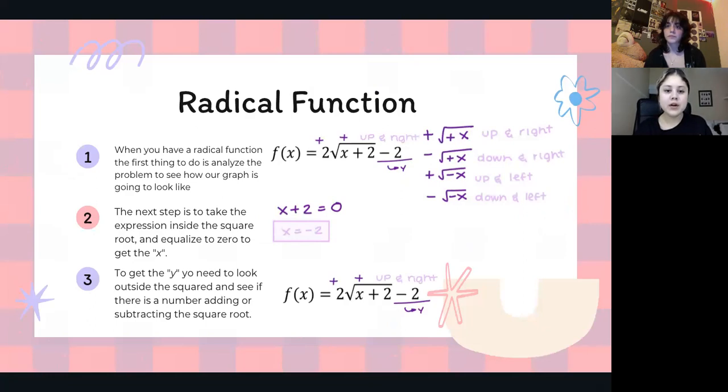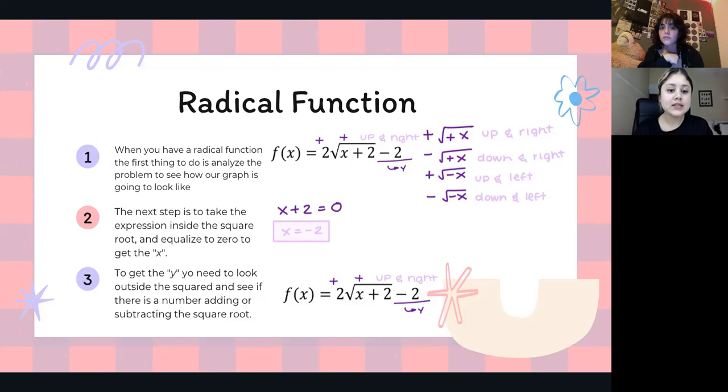Then we have the radical function. When you have a radical function, the first thing you need to do is to analyze the problem to see how our graph is going to look. For example, in this one, we can see that the number outside the square root is positive and the x is positive. So according to the little graph we have over here, it's going to be up and right.